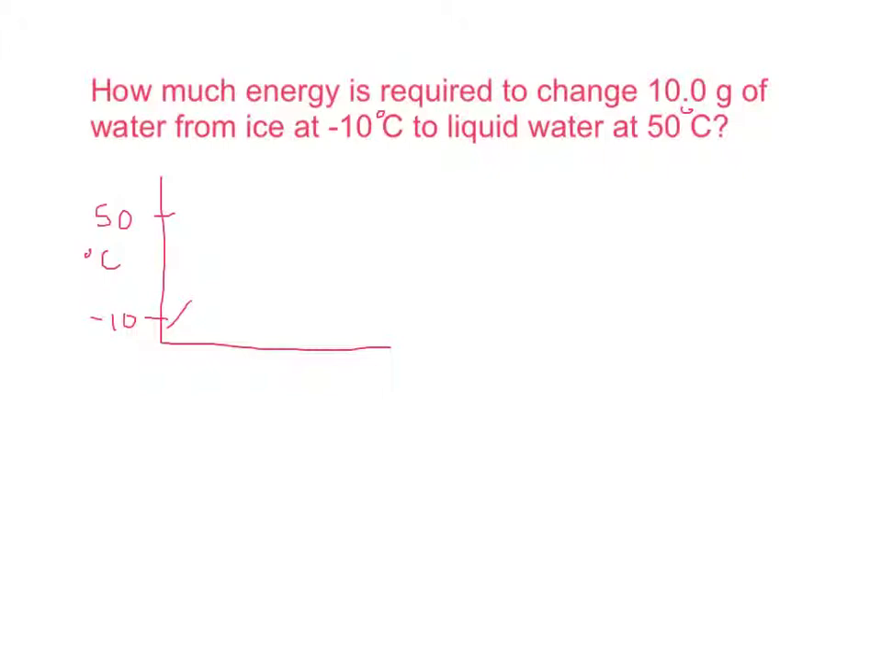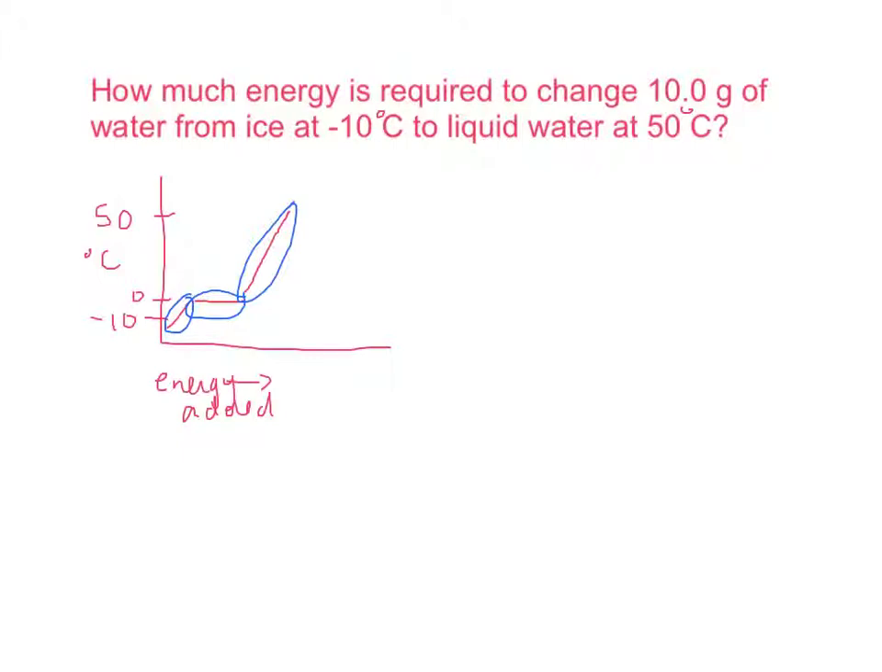So remember, if we start as ice, we have to first increase our temperature until we get to 0. At 0, the ice begins to melt. And then after that, as we continue to add energy, the temperature will increase until we get to 50 degrees. So you'll notice there are 3 different regions we're dealing with: 1, 2, 3. So take a moment and look up the values that correspond to each of those regions.